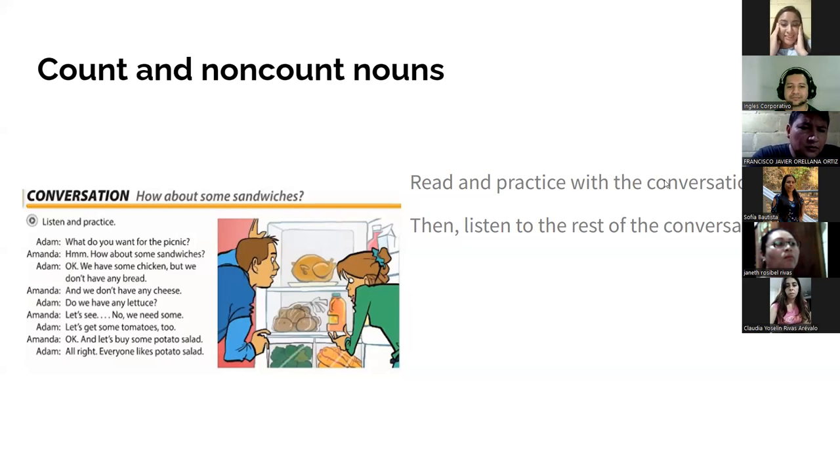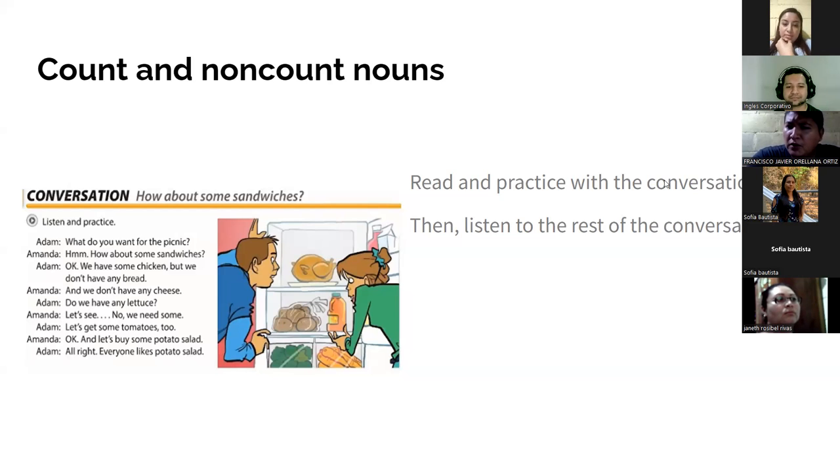What do you want for the picnic? How about some sandwiches? Okay, we have some chicken, but we don't have any bread. And we don't have any cheese. Do we have any lettuce? No sé cómo se pronuncia la lechuga. Lettuce, yes, lettuce is correct. Okay, do we have any lettuce? No, we need some. Let's get some tomatoes too. Okay, and let's buy some potato salad. All right, everyone likes potato salad.